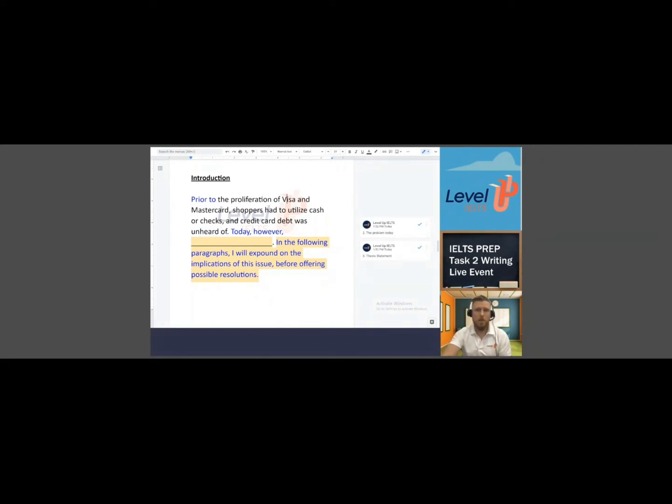Prior to the proliferation of Visa and MasterCard, when shoppers had to utilize cash or checks, credit card debt was unheard of. Okay, sorry about that. There we go. Perfect. Today, however, now we're getting into the problem today. So we already said before it was like this. Credit card debt was unheard of. People use cash and checks. Today, however, what do we have for the problem today?